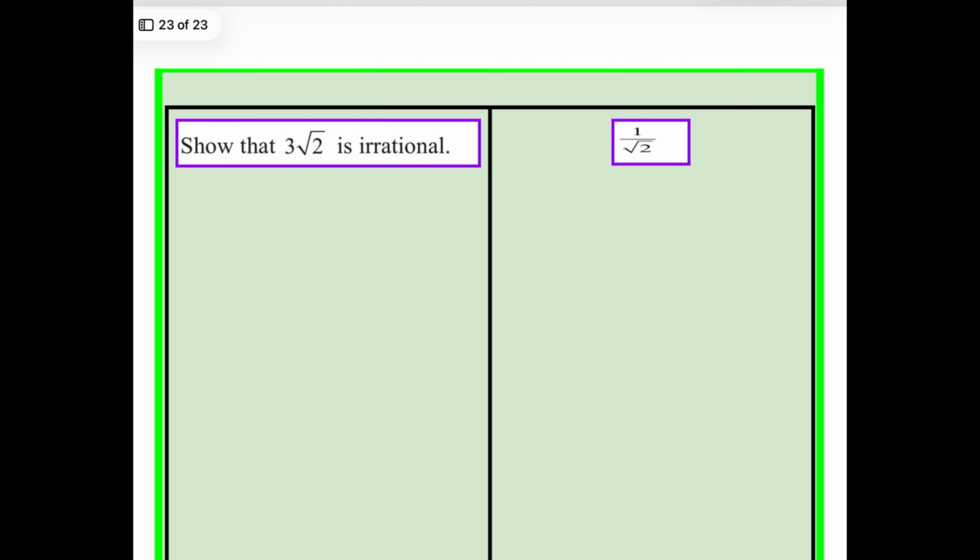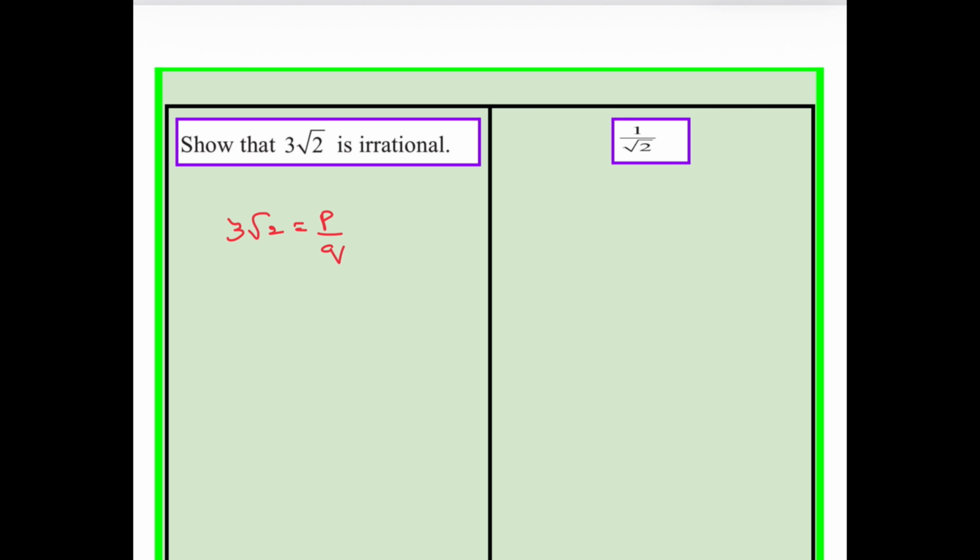Next 2 questions are there. Same format we have to follow, just the mathematical part I will explain. That is 3 root 2 equals p by q. Root 2 equals p divided by 3. If you transpose the other side, it becomes 3q. Next, 1 by root 2 equals p by q. If you make it reciprocal, root 2 equals q by p.